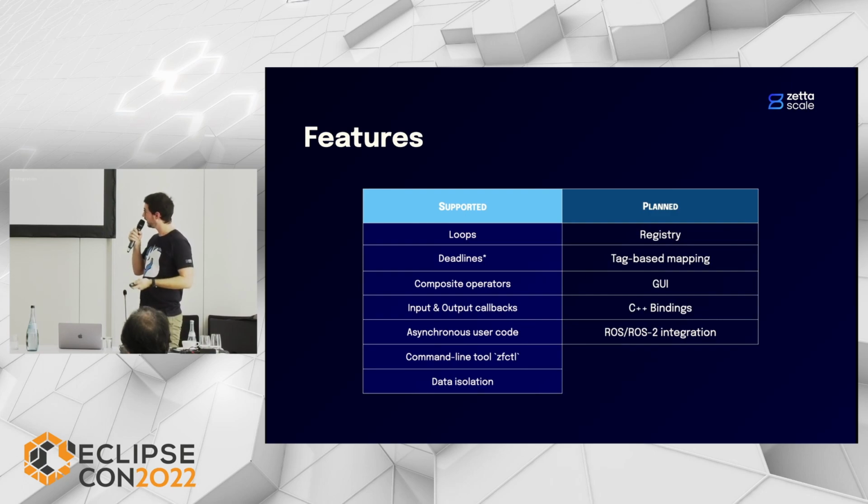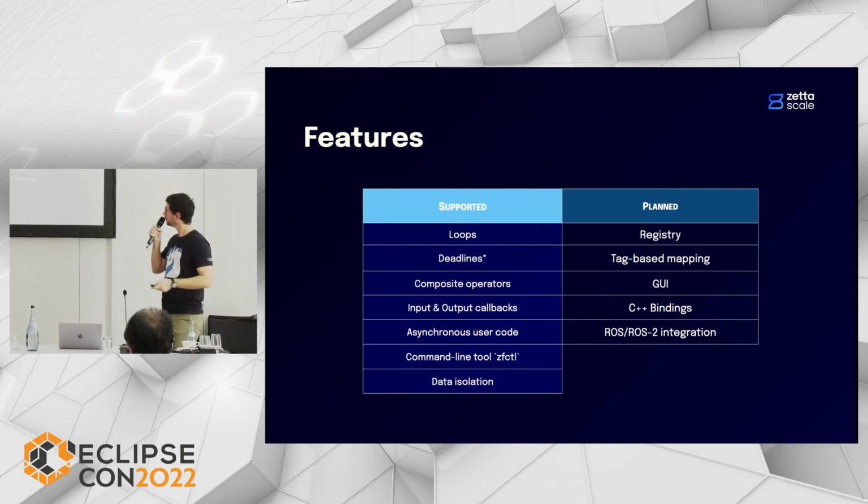We support callbacks, so the idea is you can tell us, okay, trigger that whenever I receive information. Asynchronous user code, we have a command line tool and data isolation. So for instance, if you run several times the same data flow, we will make it so that there is no data collision. We will ensure that each flow receives just its data.